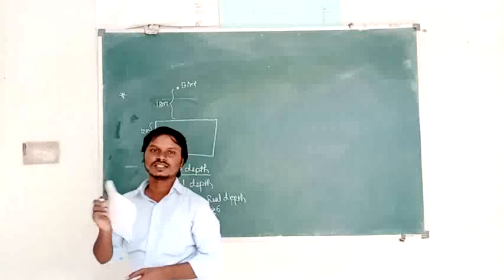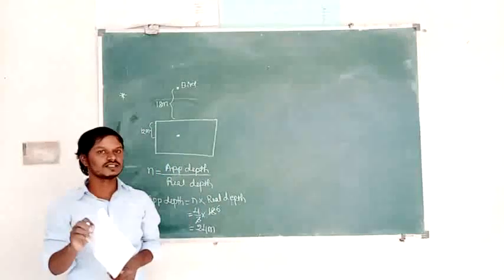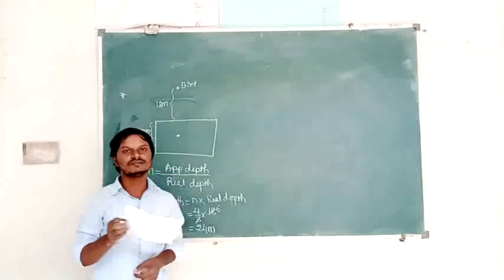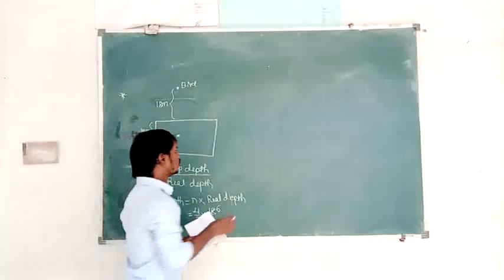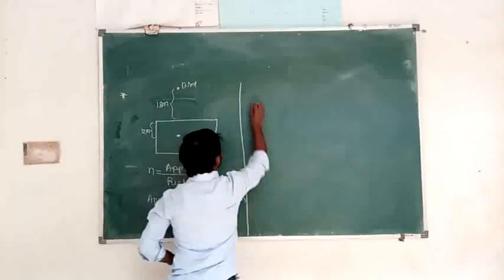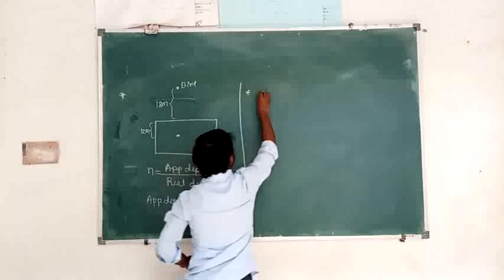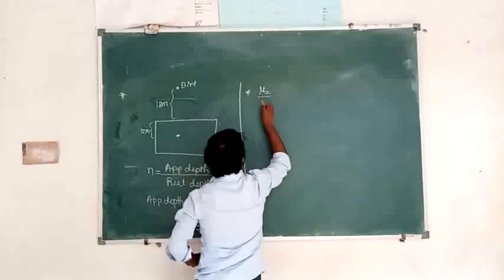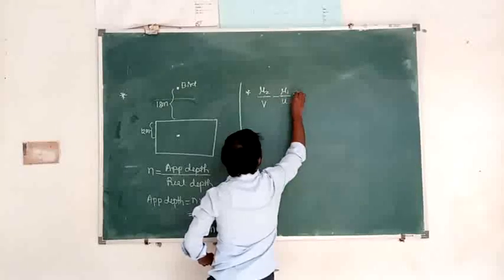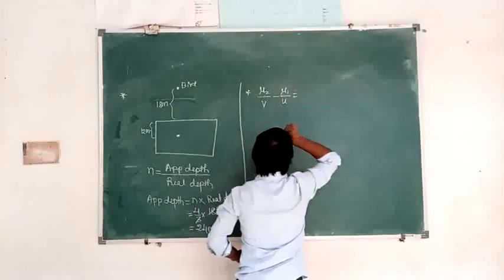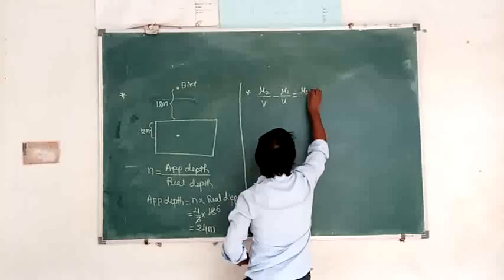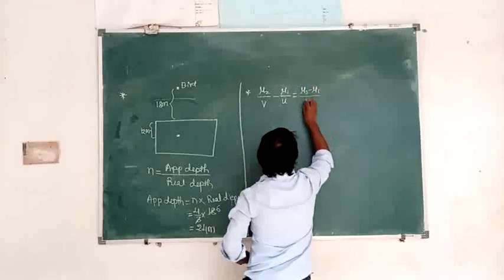So here the object is in a denser medium, and the observer is in a rarer medium. Again, which concept are we going to take here? By using the spherical surface relation. What is the spherical surface relation? That is mu2 by v minus mu1 by u is equal to mu2 minus mu1 divided by R.